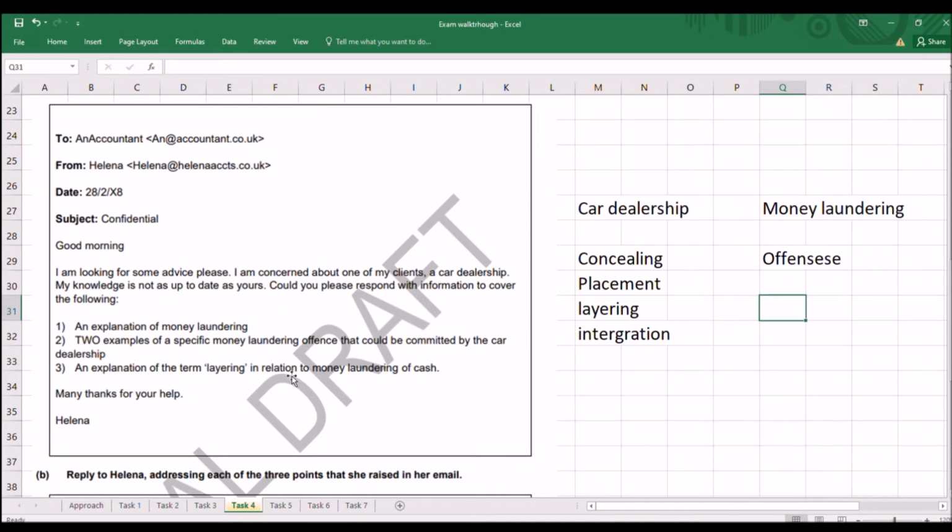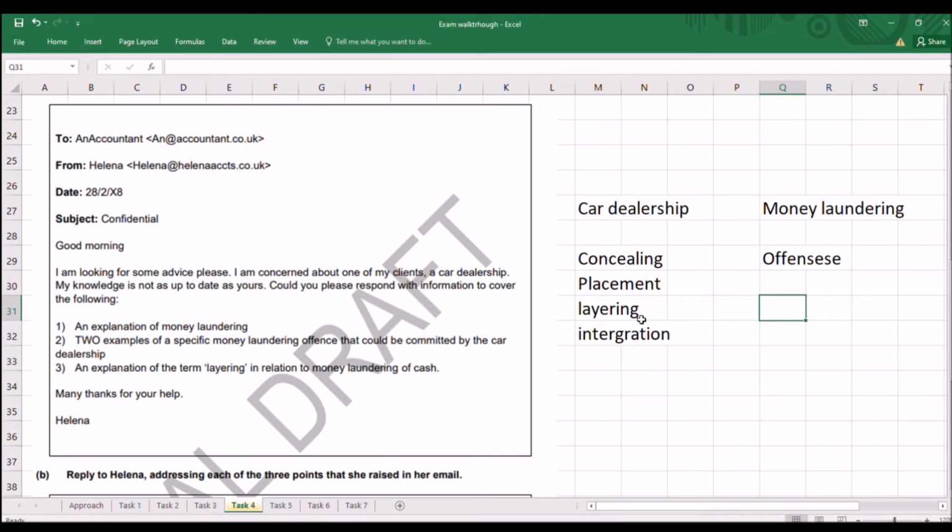So an explanation of money laundering. Okay, money laundering is the concealing of funds, typically illegal funds. It's a process of concealing illegal funds. It's a criminal act, and it's designed to allow criminals to enjoy the proceeds of their crime. So we would place this illegal fund within the finance system. We go through a series of layering to move it around and transfer it around so that we can confuse authorities trying to track the crime, and then we integrate it back into the finance system to allow the criminal to enjoy the proceeds of crime.